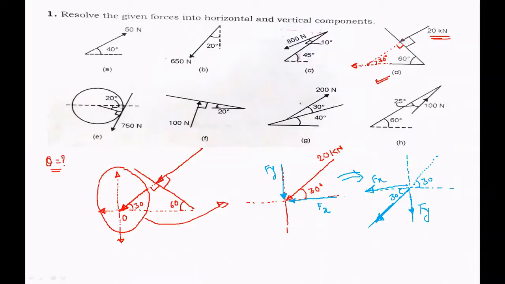So Fx is towards the negative x-axis. Again in the second figure, Fx is towards the negative x direction. So the component value Fx is minus 20 cos 30, because for the 30 degree angle, x is the adjacent. And Fy is minus 20 sin 30. So you can calculate the exact answer. Is it clear to you? Fourth problem.